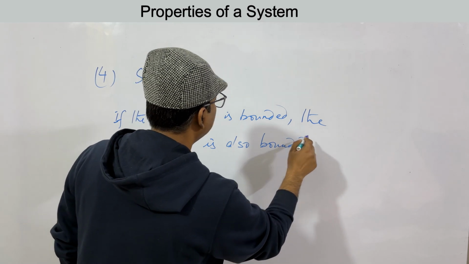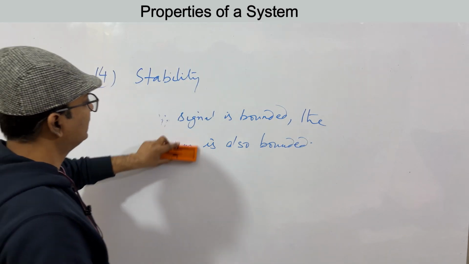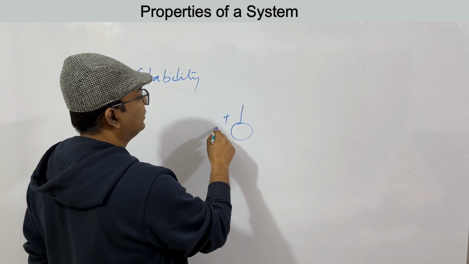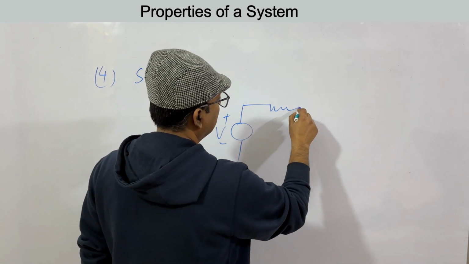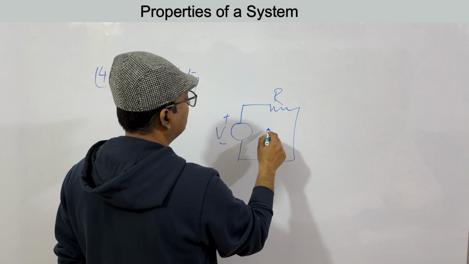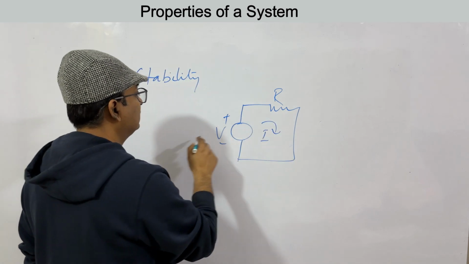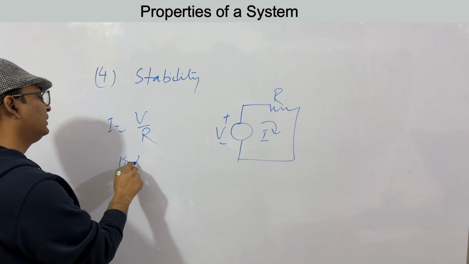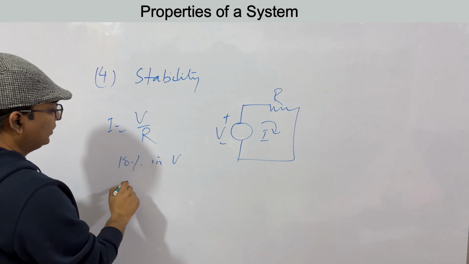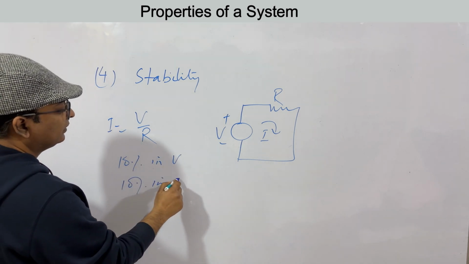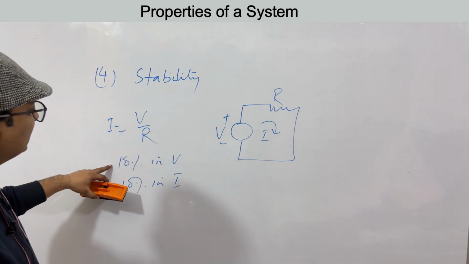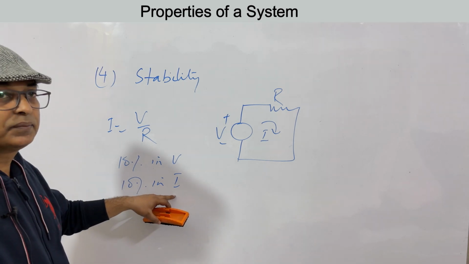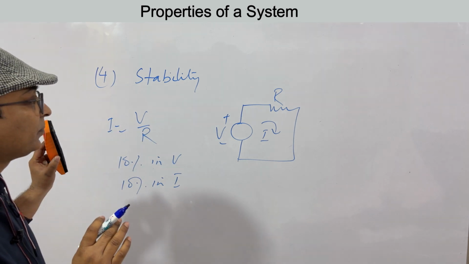Let's understand it. For example, let's say this is R, this is V. So I is V by R. If you have a 10% increase in V, you'll have a 10% increase in I. For a 10% increase in V, you cannot have a 100,000% increase in I. So the system is stable.